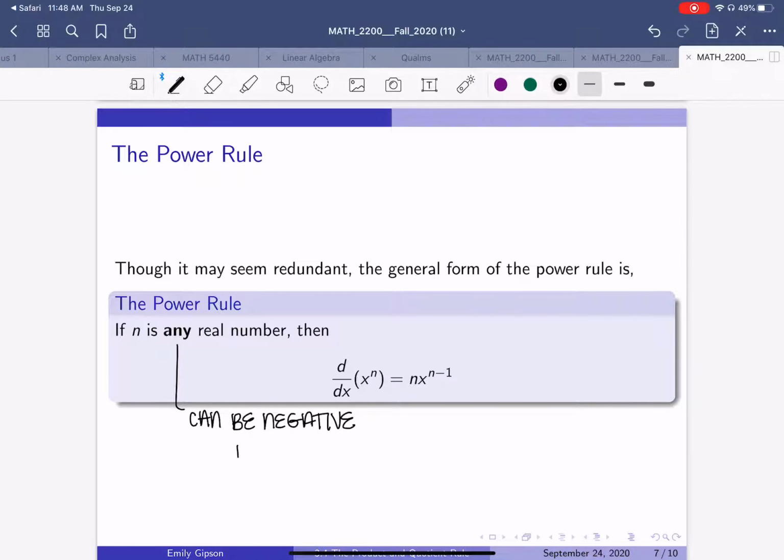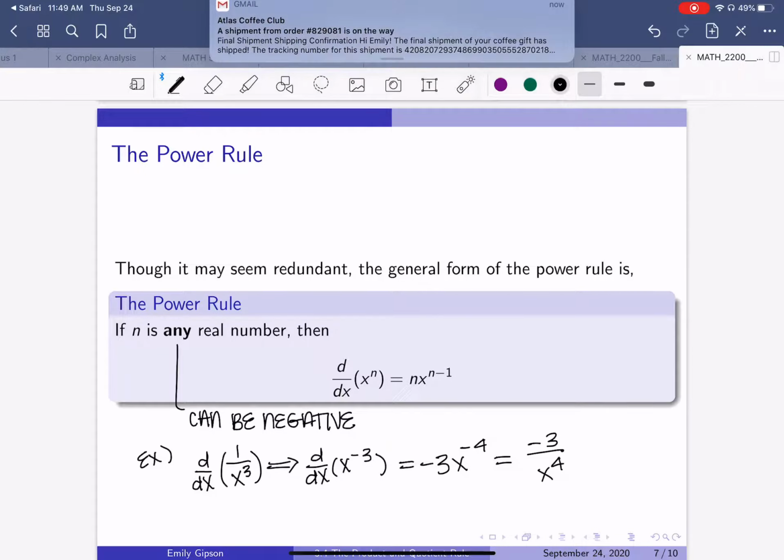And that makes our life easier if we're trying to differentiate something like that. We can just turn it into d dx of x to the negative 3. And then we can apply our power rule, negative 3. Well, negative 3 minus 1 is negative 4. So we've got negative 3 over x to the 4. So that's just a quick example showing what exactly we mean when we say that this could be any real number.